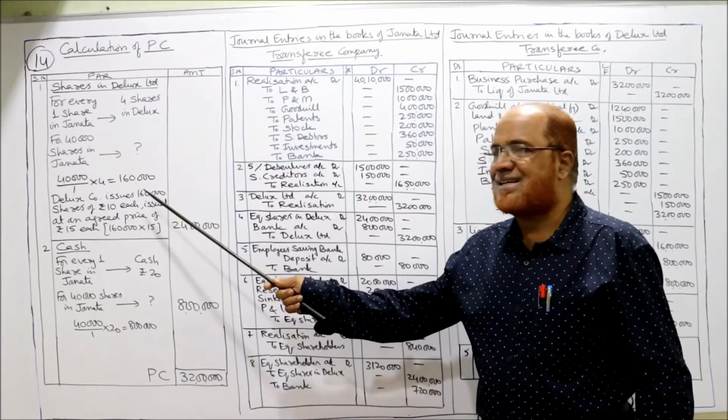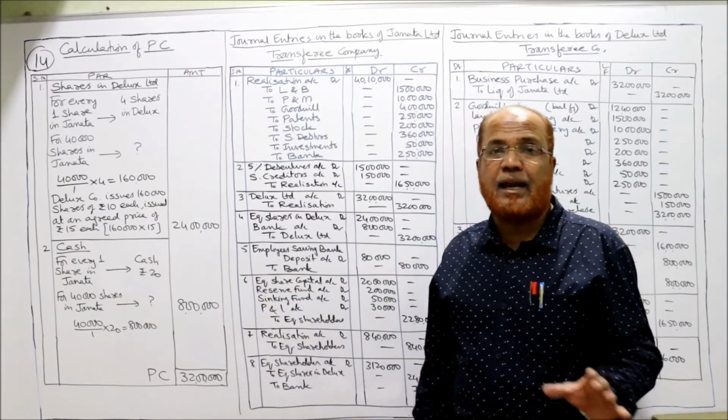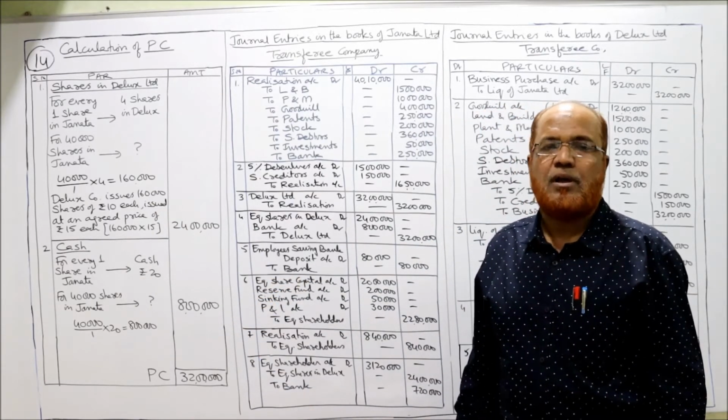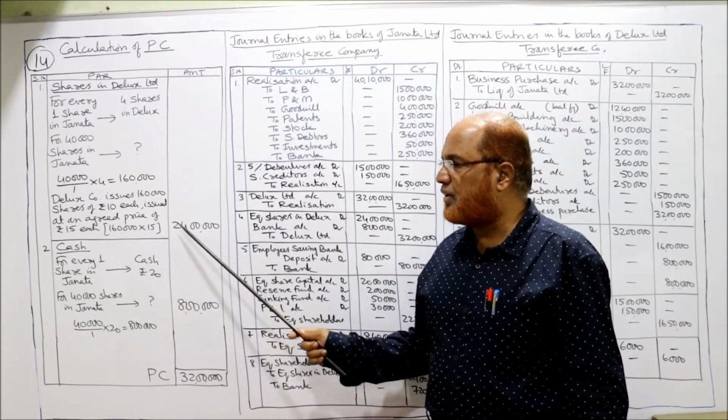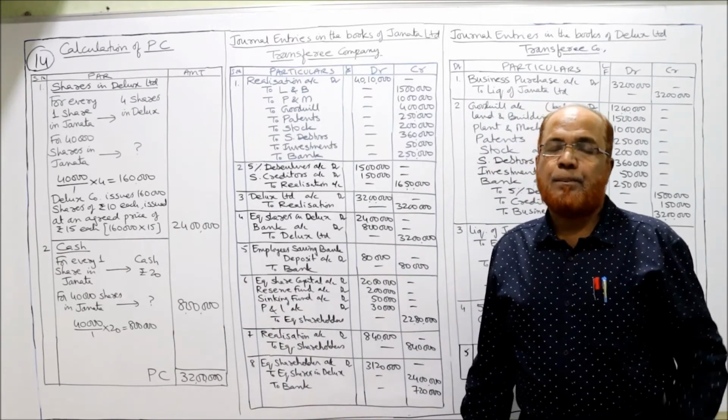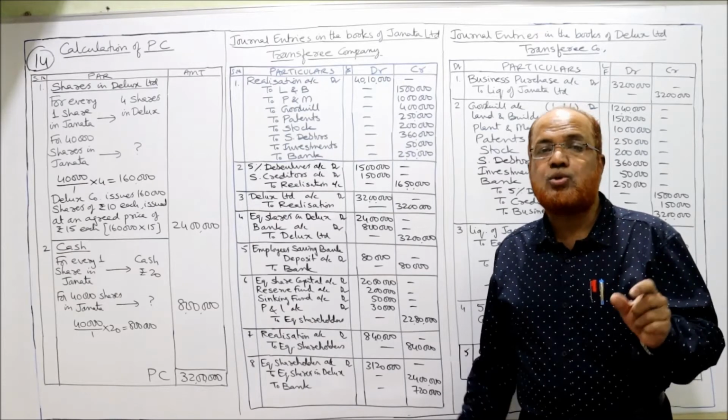Face value of each share is 10 rupees, but it is issued at an agreed price of 15 rupees. So multiply 1,60,000 into 15, 24 lakh. The PC will be settled in shares, 24 lakh.